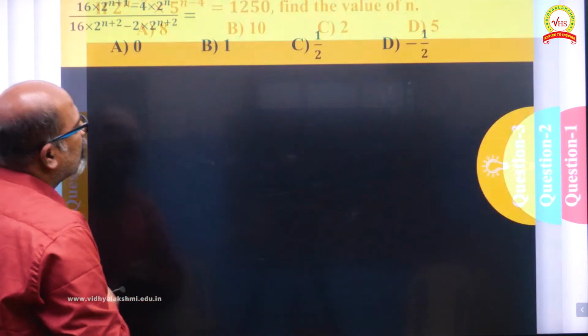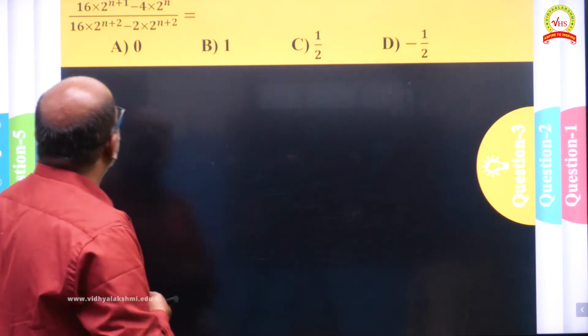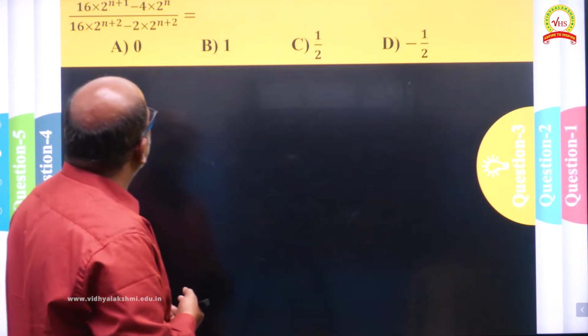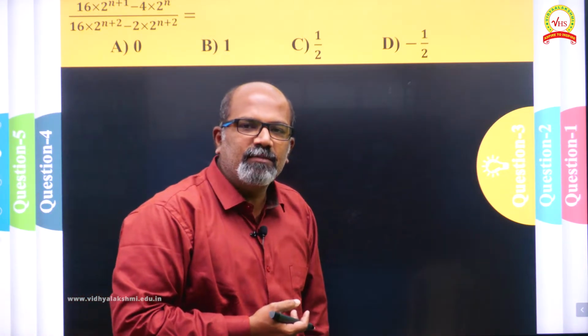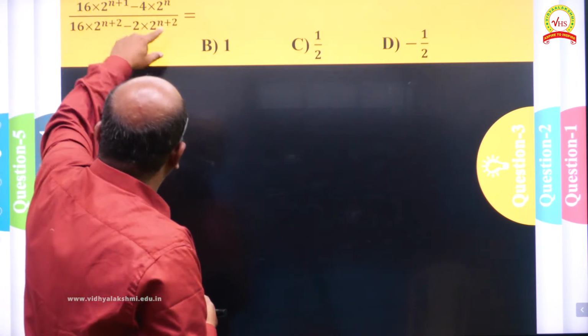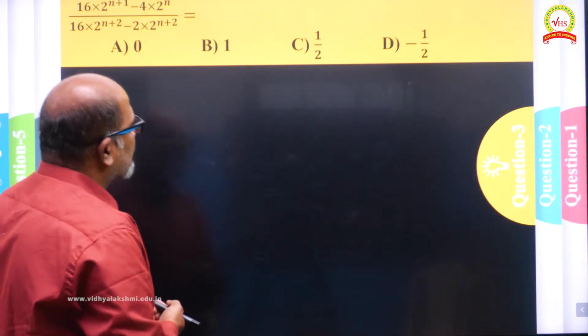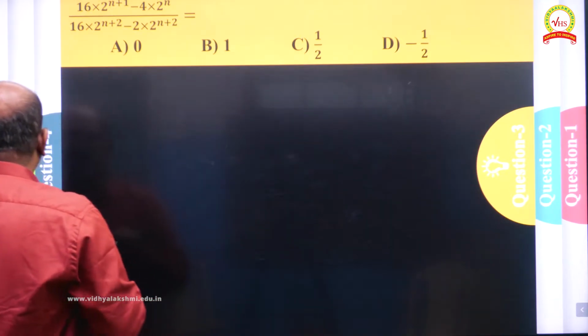Now, moving to question number 3, the third question we are studying here. An exponential expression is given here, and we want to simplify this and find the exact match among the choices given in the 4 options. Right, let me take the question for this.